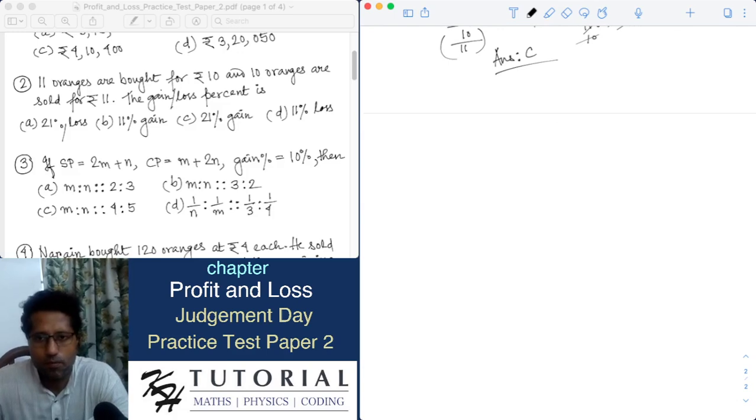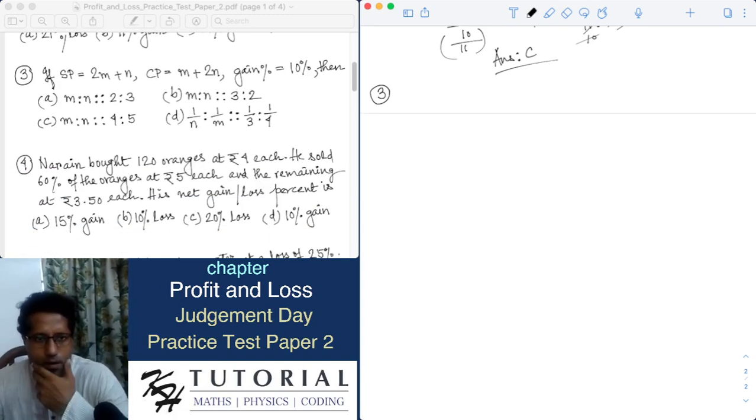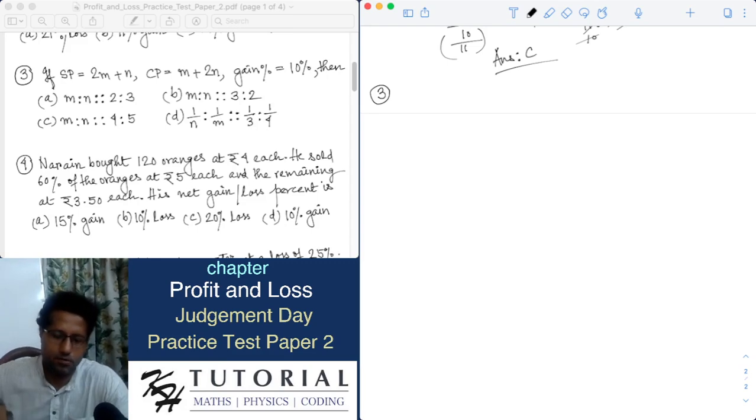Let's do problem number 3. It says that if SP means selling price, CP means cost price, SP equals 2M plus N, and cost price is M plus 2N, gain percent is 10%, then we have to choose. The choices are in a proportion. So some proportions are given. We have to select which proportion is correct. Proportion means the two ratios are equal.